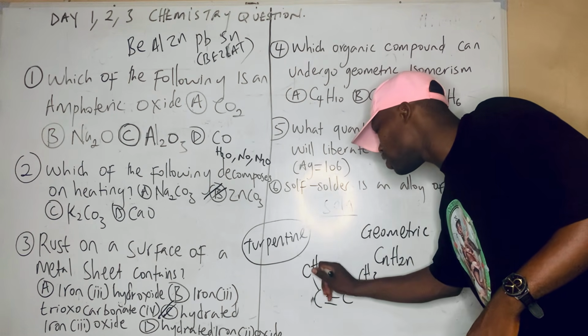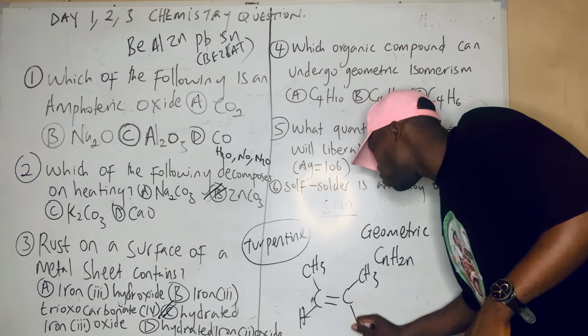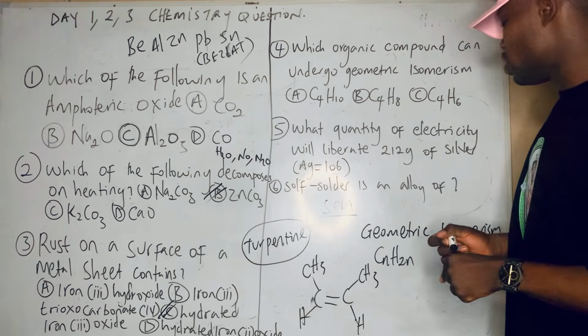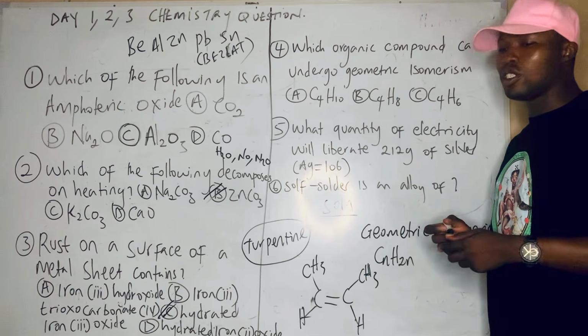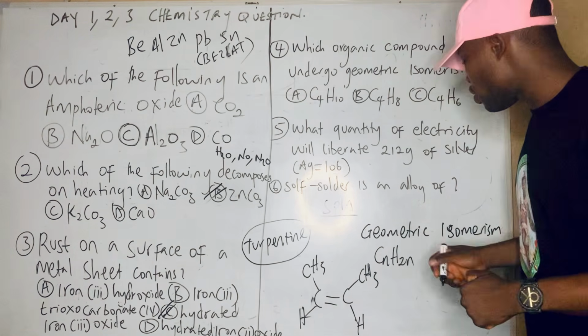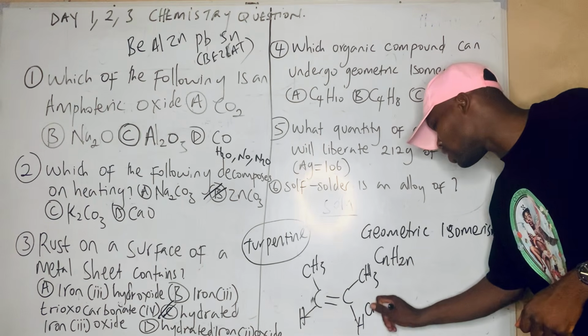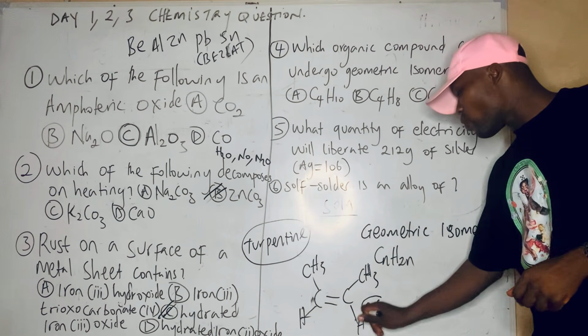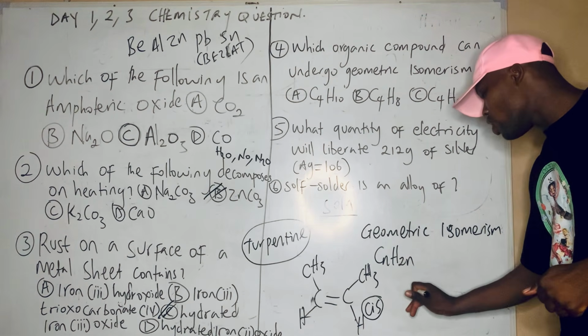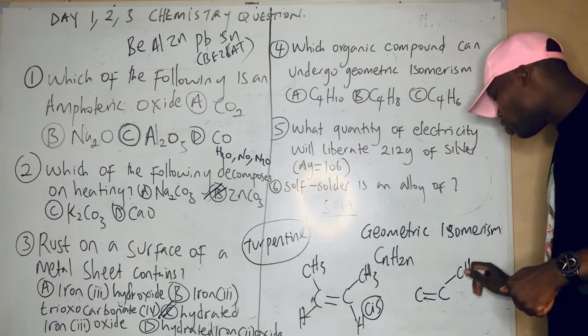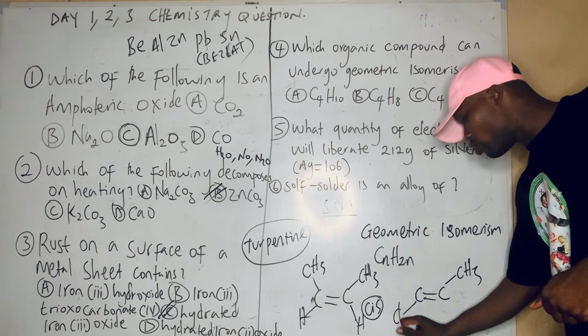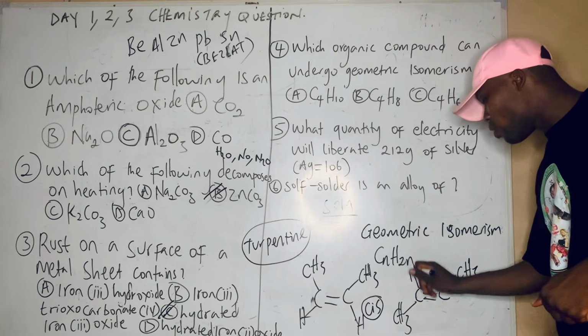This is butene. Now if you check, why is it exhibiting geometric isomerism? Geometric isomerism is what you refer to as cis and trans. So this is cis. So why does cis and trans isomerism occur? Because of the restriction of the free rotation about a double bond.